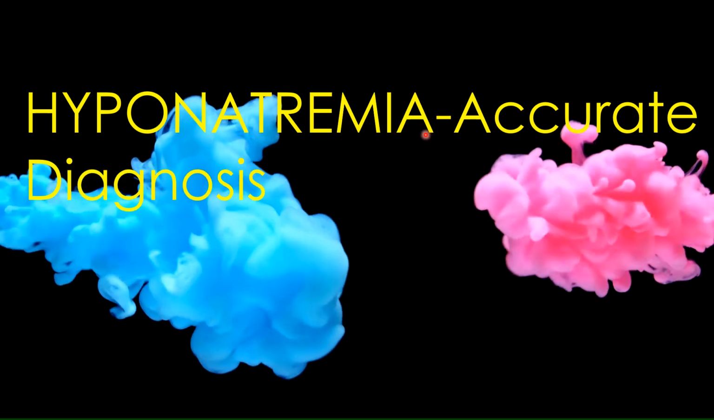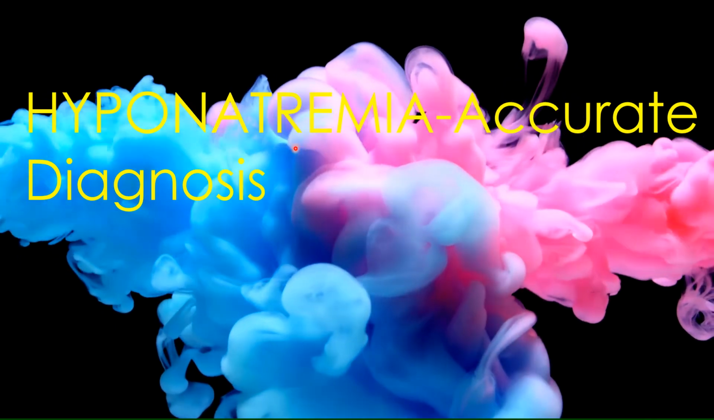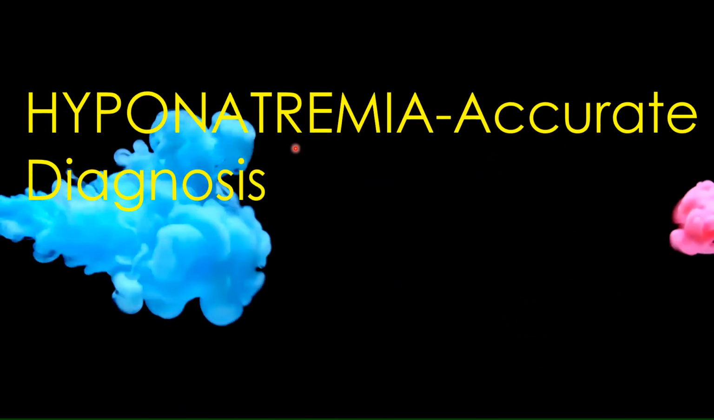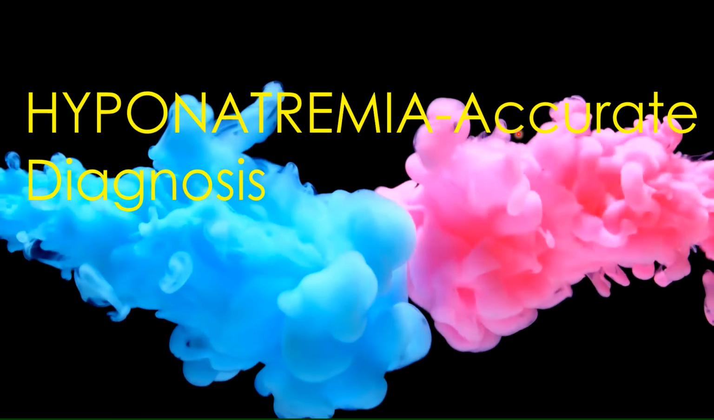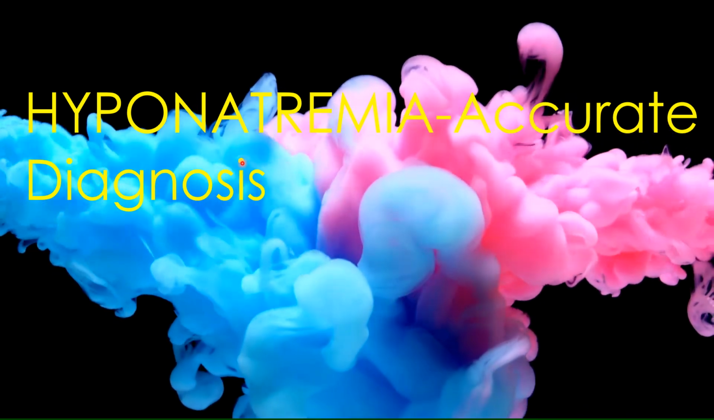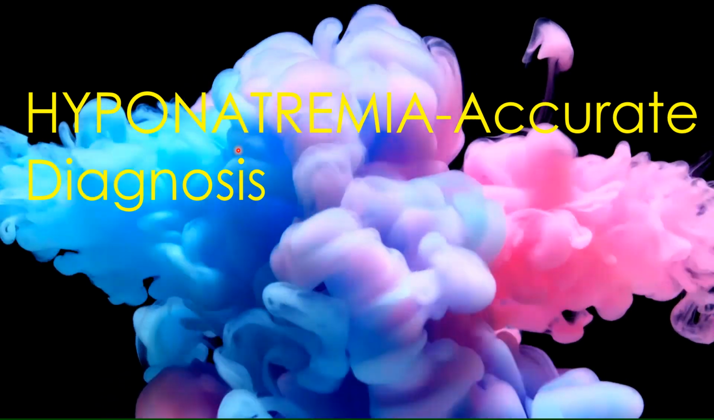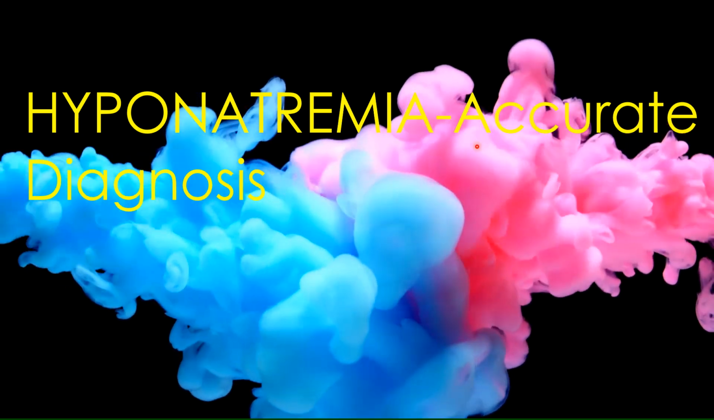Correct diagnosis will lead to correct treatment. In the case of hyponatremia, it could be caused by so many different conditions. So, it's important to make accurate diagnosis so that we can help the affected person appropriately. Together, let's go through hyponatremia and how to make accurate diagnosis.